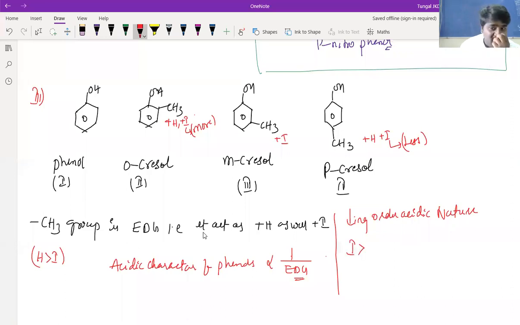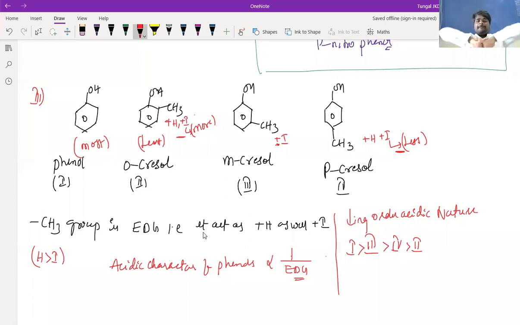First is followed by what? Here it is having two electron donating groups. Here it also has two electron donating natures. It has only one electron donating nature, so followed by third. In between these, here it is somewhat more donating, here somewhat less donating. Followed by fourth, followed by second. So which is the most acidic? This is the most acidic. And which is the least acidic? This is the least acidic. Are you getting this?